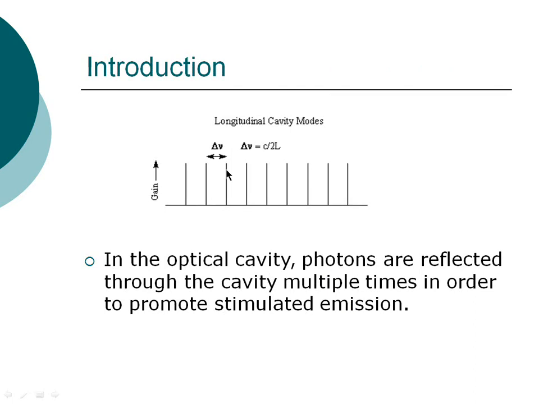So these several axial modes are spaced at identical intervals given by delta nu, where nu stands for the frequency, and of course c stands for the celerity or the speed of light. And if we divide this by 2L, the length of the optical cavity, we can determine the spacing of the axial modes.